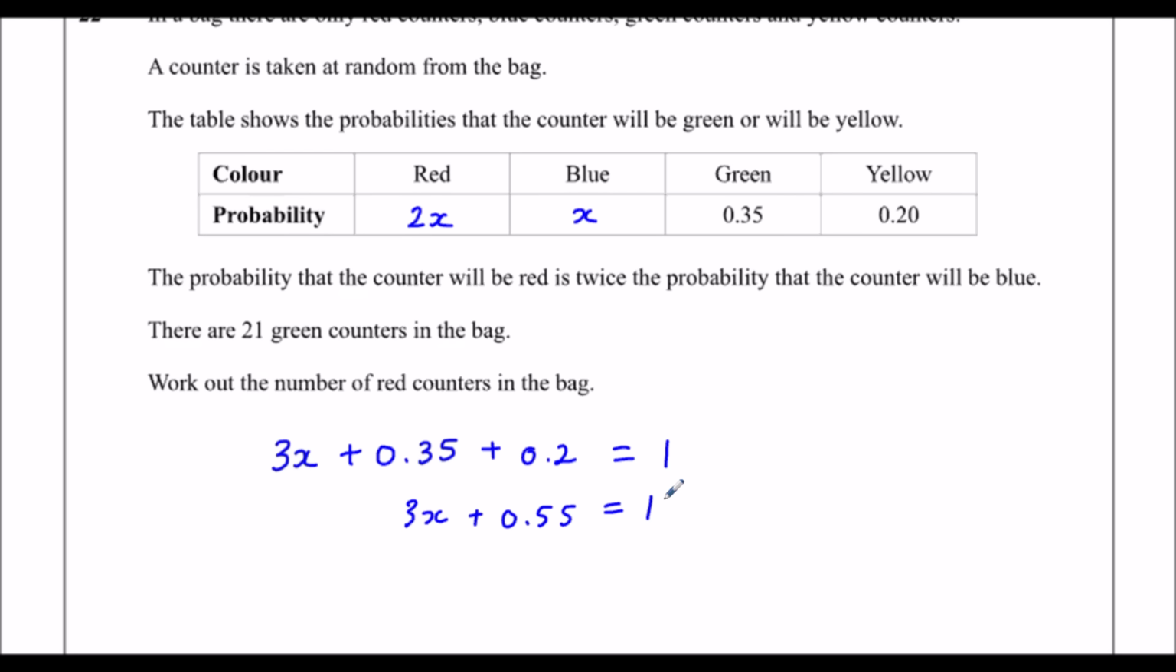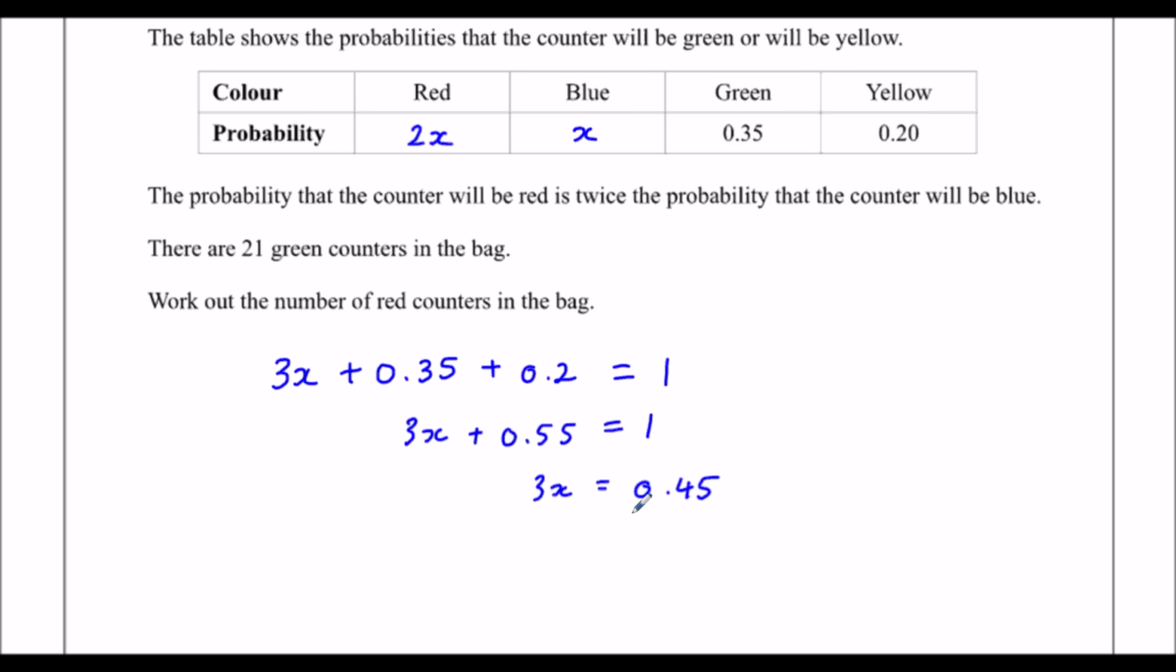Now I'm solving for x, so I'm taking 0.55 away from both sides. So 1 take away 0.55 is 0.45. That's what's left. That's what the red and the blue must add up to. So these two add up to 0.55. There's 0.45 left, so these two must add up to 0.45.